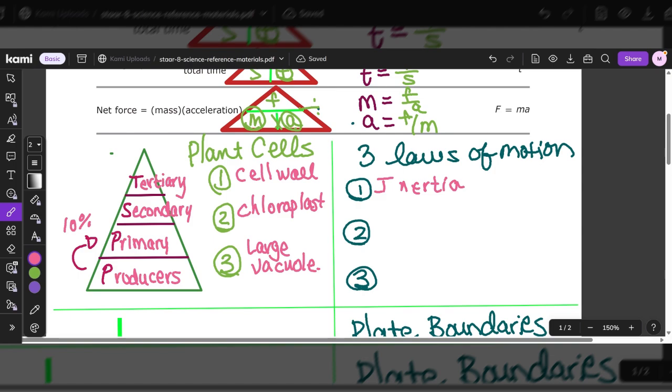Second law of motion, we go back to force equals mass times acceleration. We want something to go faster. You might want to reduce the amount of mass and increase the amount of force. And this one is called the law of acceleration. Last but not least, you have the third law of motion, which is the law of action-reaction. For every action, there is an equal and opposite reaction.